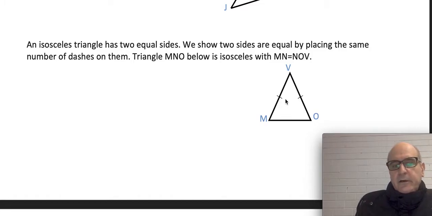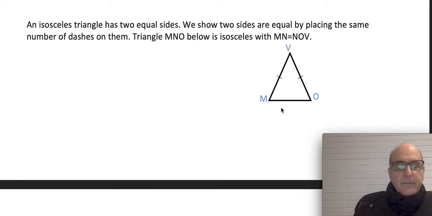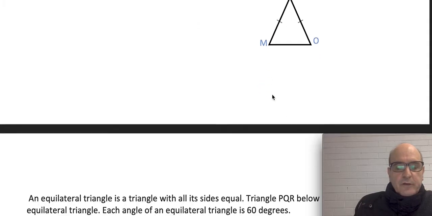That is an isosceles triangle, so two sides are equal, and also it follows that the two angles will be equal. So this angle M will be equal to angle O, the angles opposite to equal sides. Angle O is opposite to this side, and angle M is opposite to this side. So the two angles will be equal as well, on top of two sides being equal.